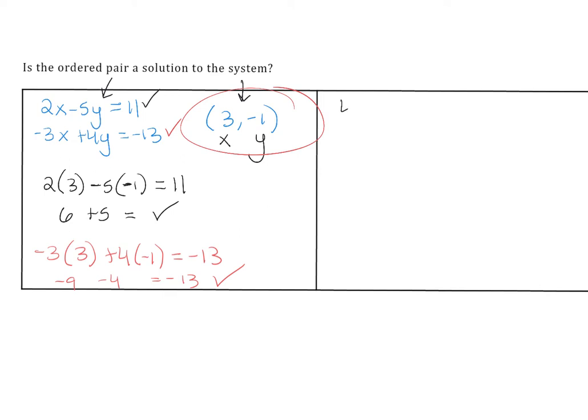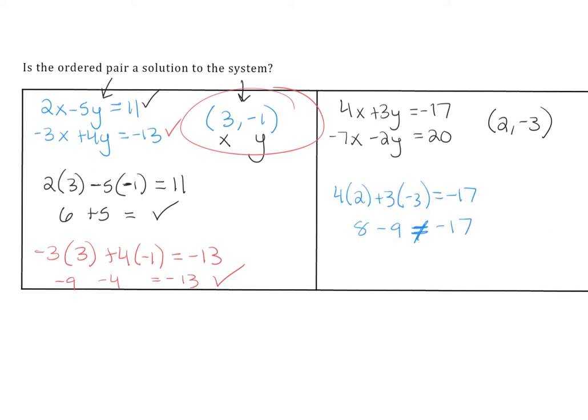Okay, so for this one, same thing. I'm going to have you try this one on your own. 4x plus 3y equals negative 17, negative 7x minus 2y equals 20. Testing, is (2, negative 3) the solution to that system? Pause the video and try it on your own. So as you can see, when you plug in x and y into the first function, you do not get a true statement. So this is not the solution to the system.